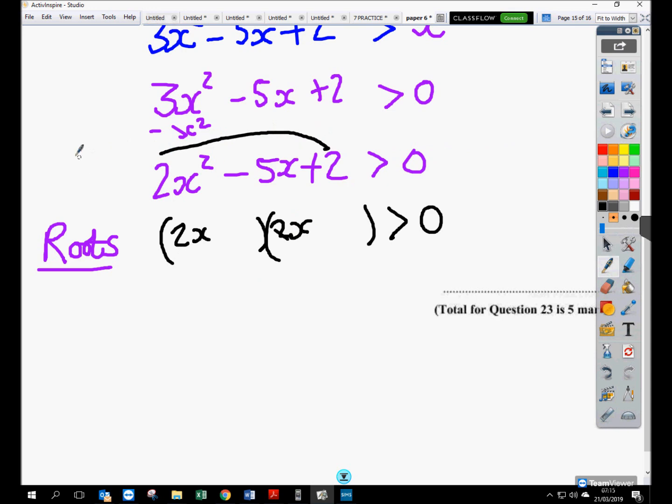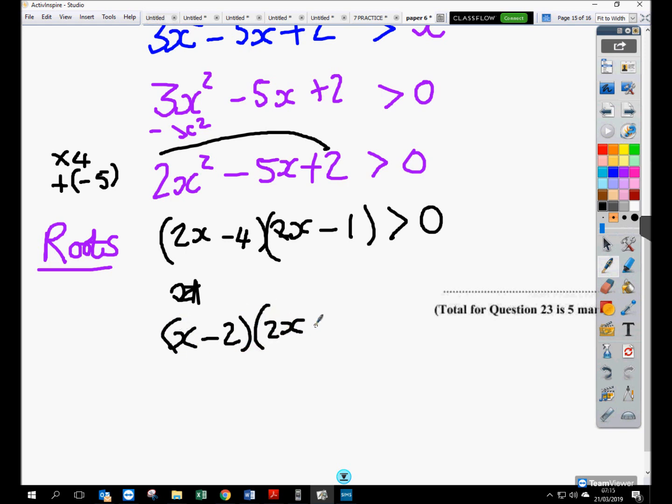And we want two numbers in the brackets that times to make 4, from 2 times 2, but add to make the middle number, which is negative 5. So they times to make 4, but they add to make negative 5. Numbers that times to make 4 but add to make negative 5 are negative 4 and negative 1. Then we cancel the brackets down if possible. The first bracket divides by 2. The other stays as it is.